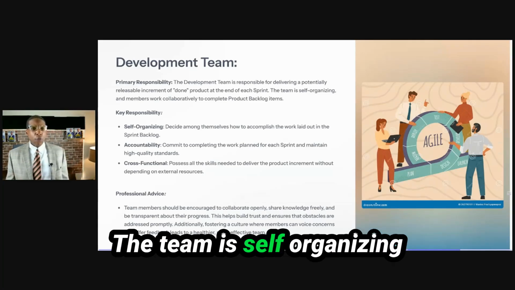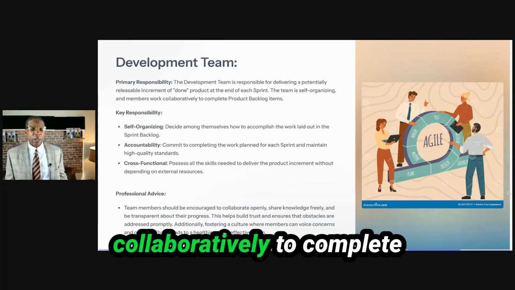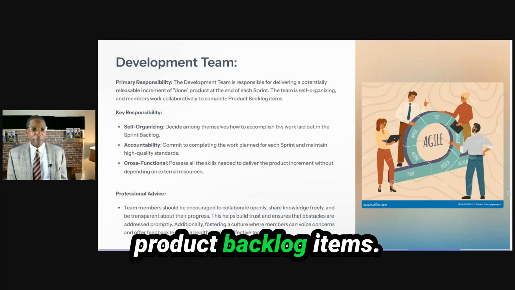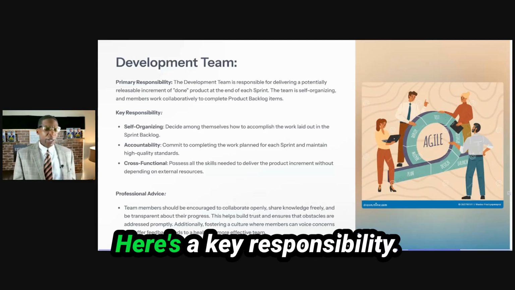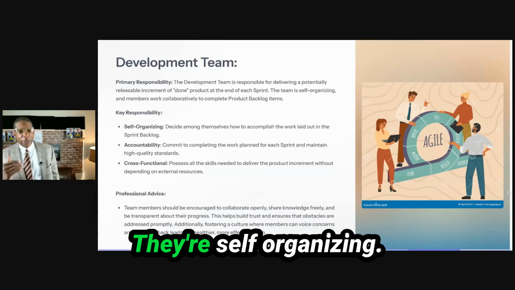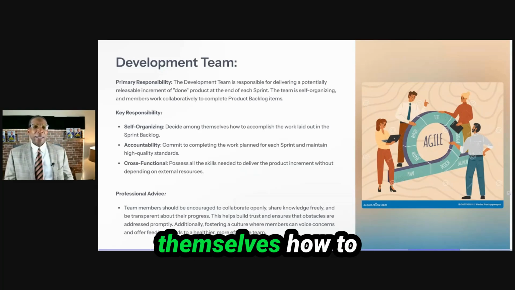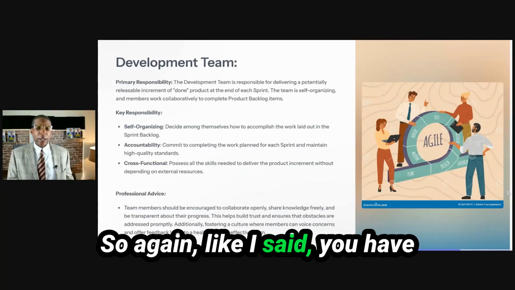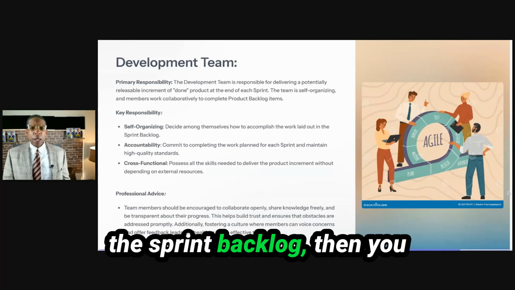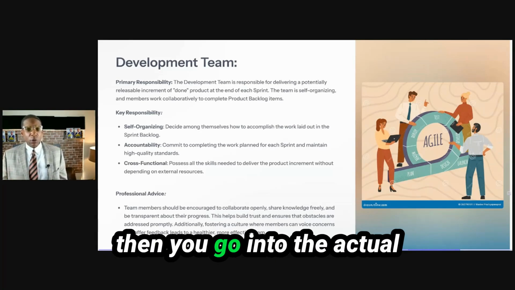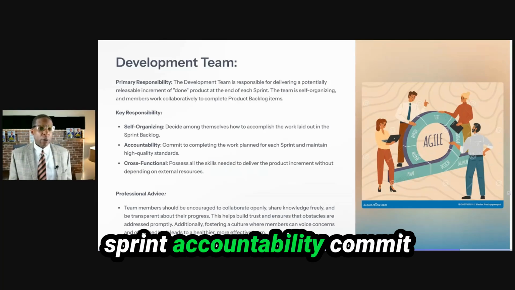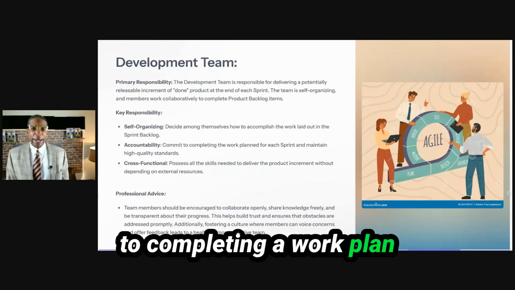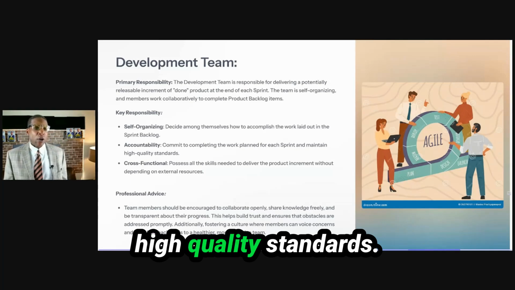The team is self-organizing and members work collaboratively to complete product backlog items. Here's a key responsibility: they're self-organizing. They decide amongst themselves how to accomplish the work laid out in the sprint backlog. So again, like I said, you have the sprint backlog, then you go into sprint planning, and then you go into the actual sprint. Accountability: commit to completing a work plan for each sprint and maintain high quality standards.